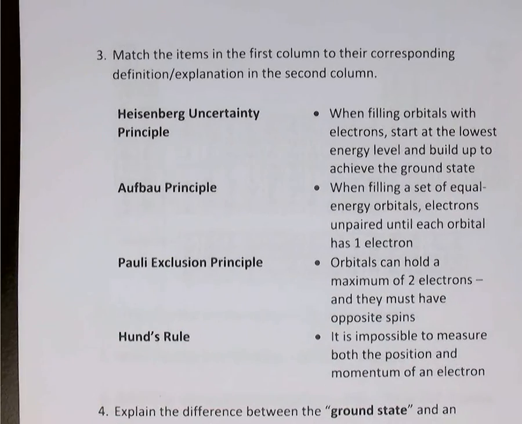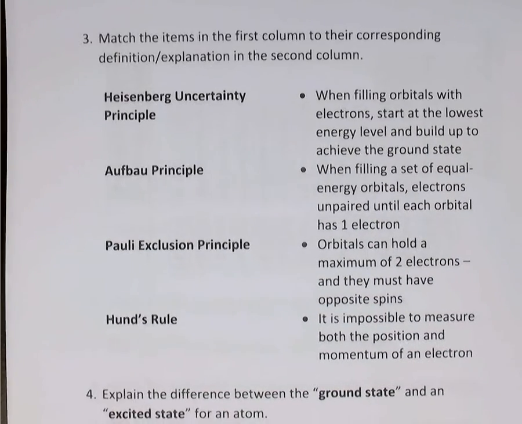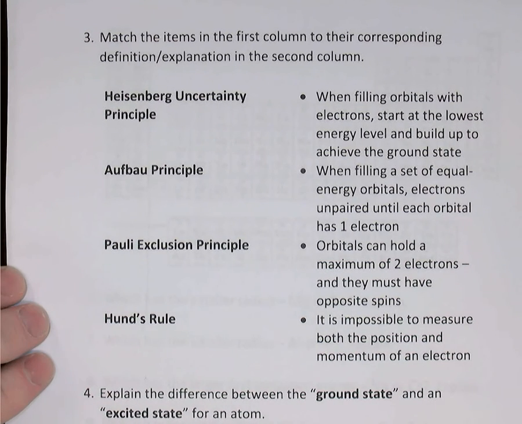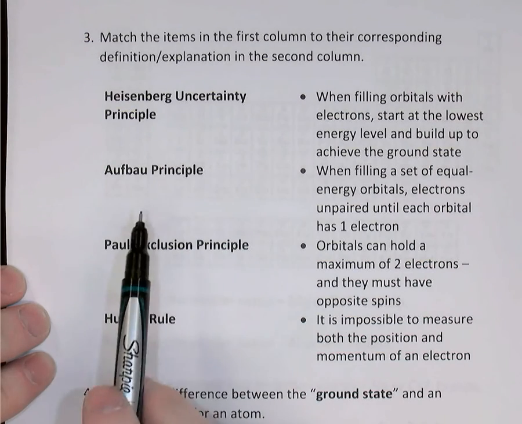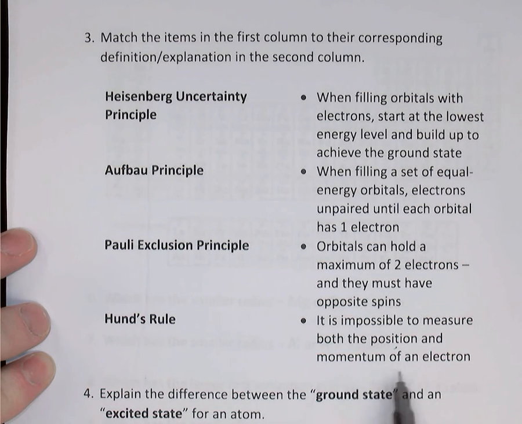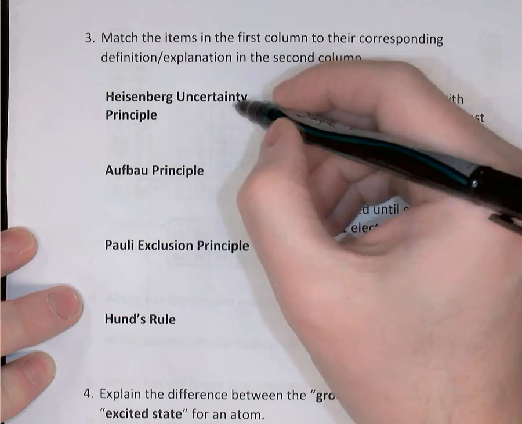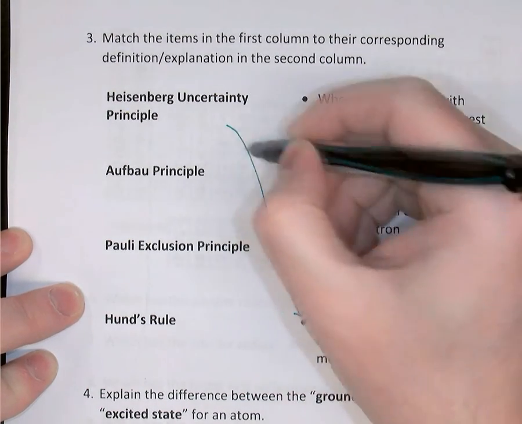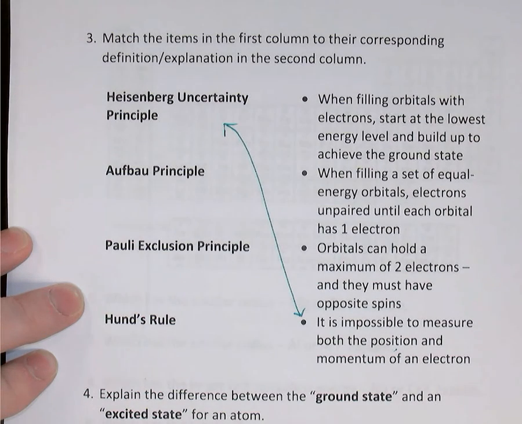Alright, pause the video, see if you can match the concepts on the left with their descriptions or definitions on the right. So this is straight out of our notes. Heisenberg's uncertainty principle, which is at the heart of the new model of the atom, said it's impossible to know both the position of an electron and its momentum. The momentum is similar, not exactly the same, but it's related to the velocity of the electron. So those two go together.